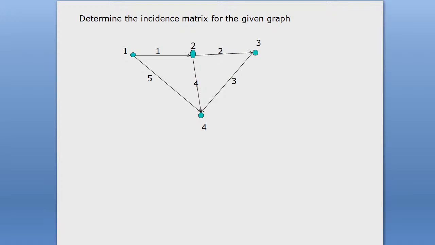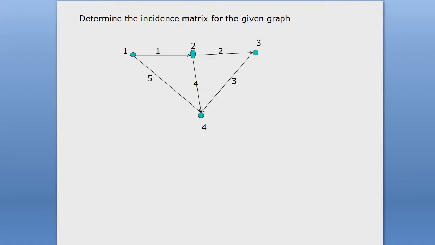There is some problem. Now you determine the incident matrix for this graph. The first step is to note down the number of rows and number of columns for this matrix. You know that the number of rows is the number of nodes of the graph, and the number of columns is the number of branches. So first everyone calculate the number of nodes and the number of branches for this graph.